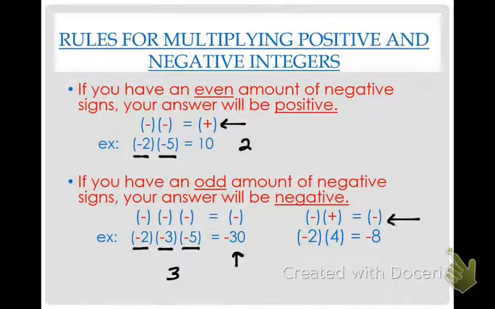Here's another example. It says if you have a negative and a positive. So let's talk about this. How many negative numbers do you see here? There's only 1. Is 1 odd or even? Odd. Because it's an odd number of negative signs, your answer has to be negative. And as you can see here, the answer is -8. All right, so we're going to do a few examples.